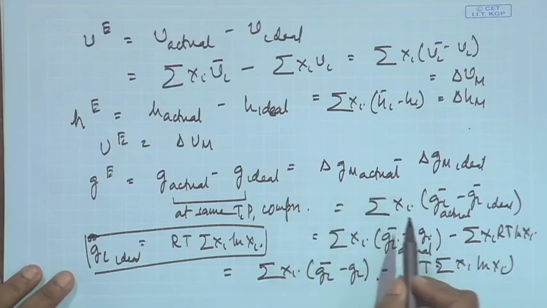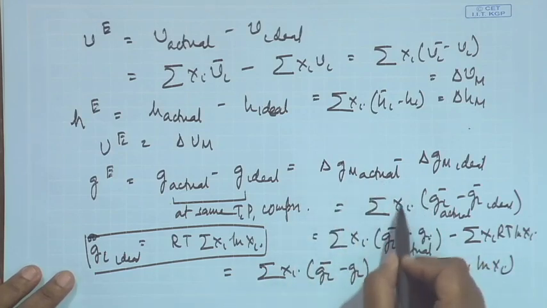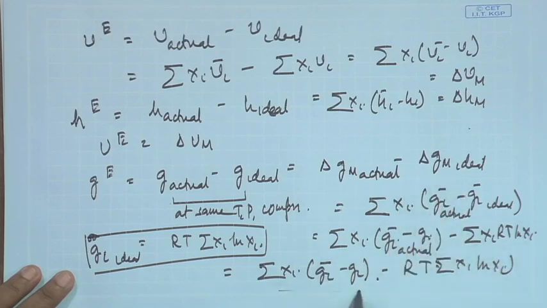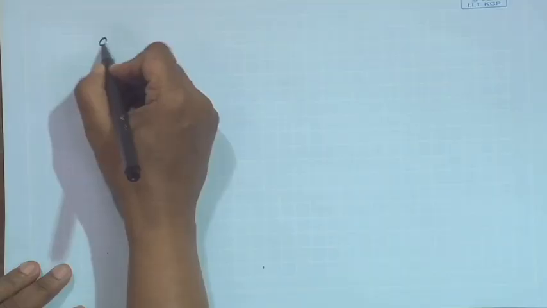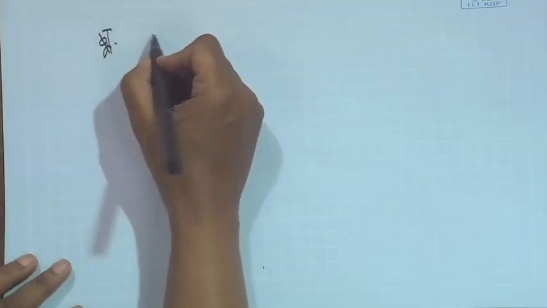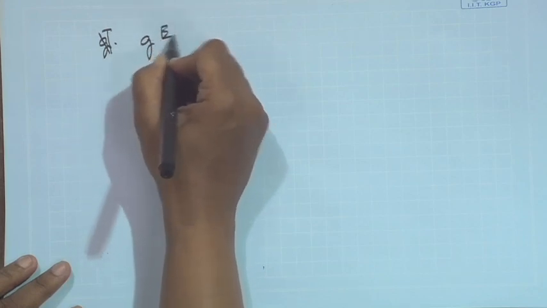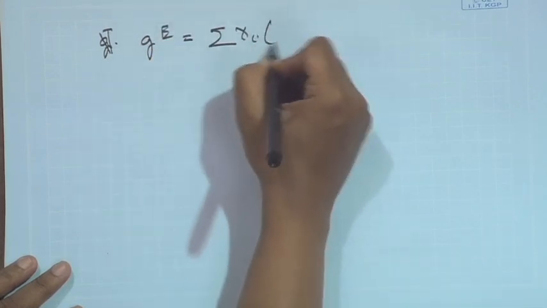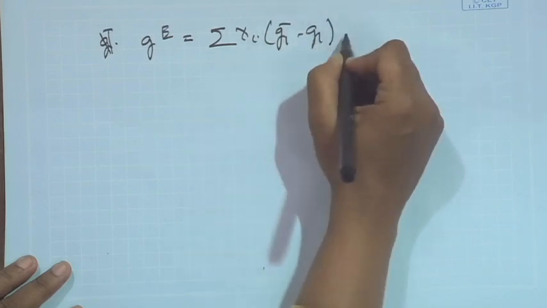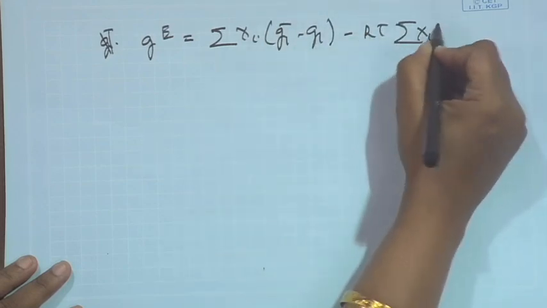So, what did I do? This delta Gm actual is the delta Gm change for the actual solution, which is given by this. What happens during formation of the solution? The molar Gibbs free energy changes to the partial molar Gibbs free energy for each component i. So, this is for the actual solution and this is for the ideal solution. Now, tell me one thing, how is this Gi bar minus Gi related? I will just repeat it once more so that it is easier for you to understand. G excess is equal to sigma xi (Gi bar minus Gi) minus RT sigma xi ln xi.